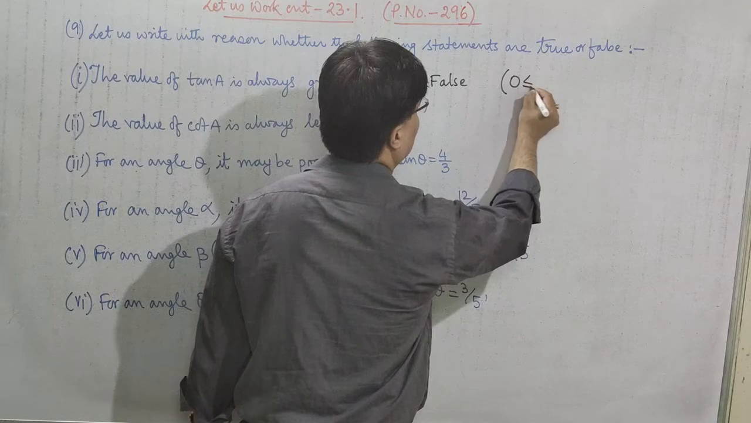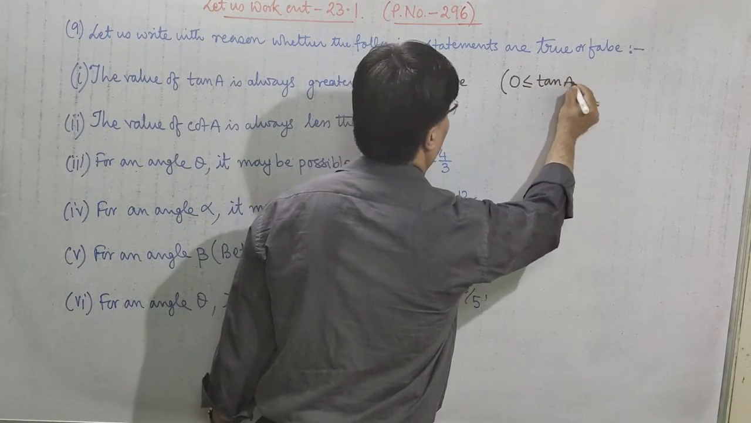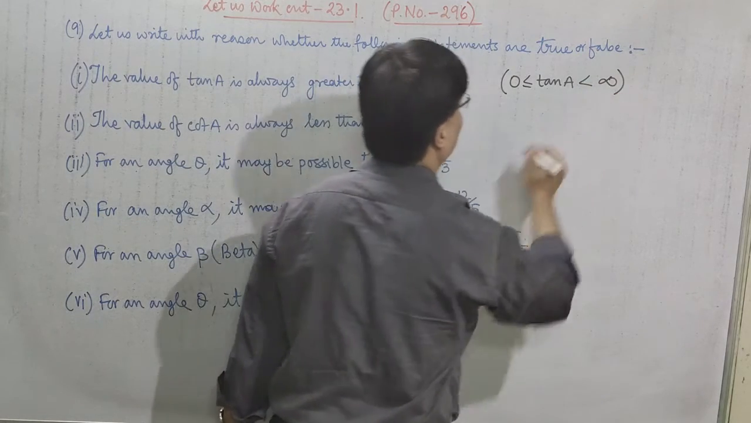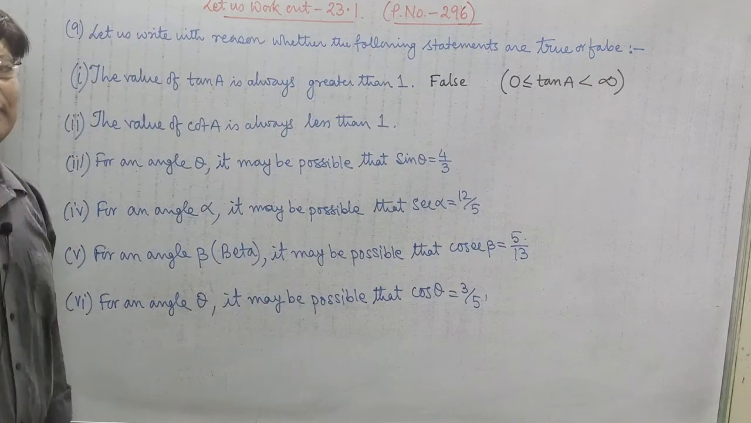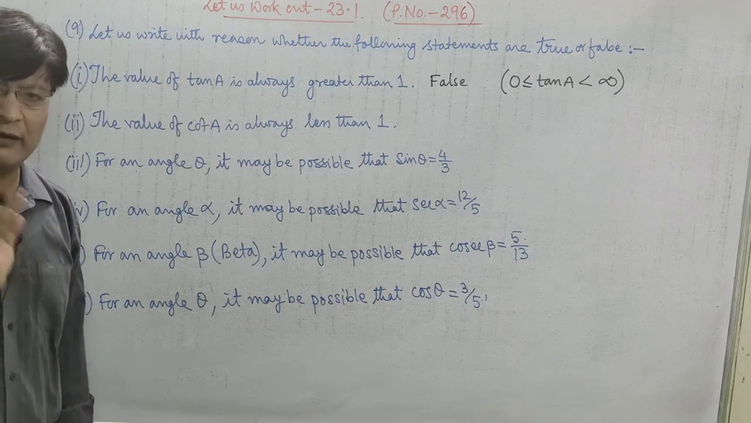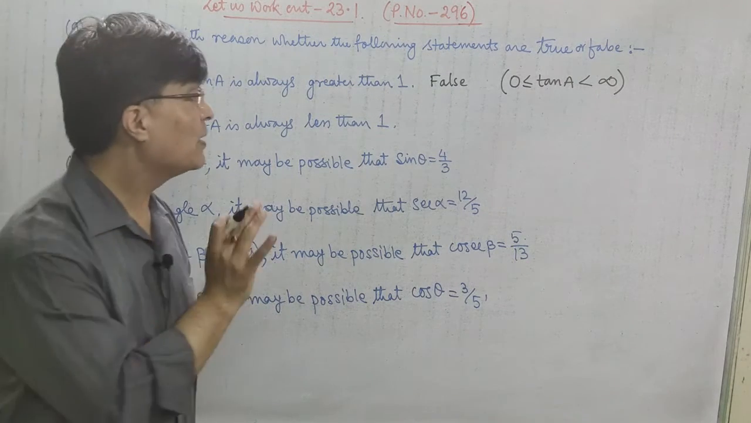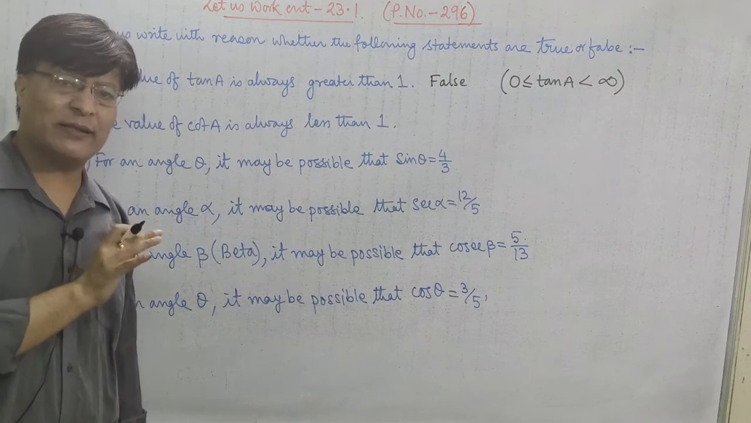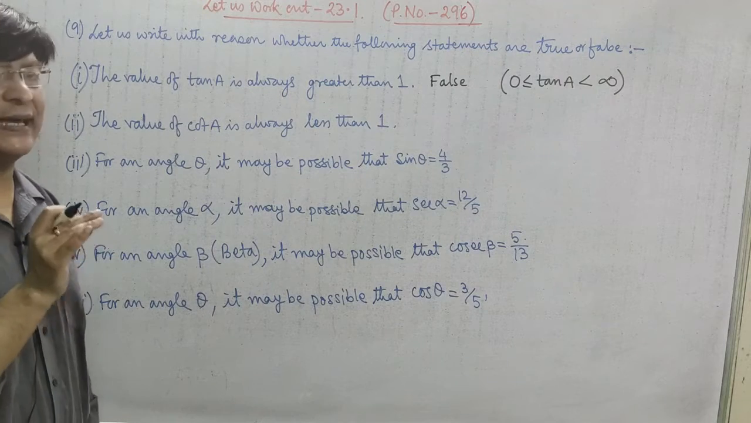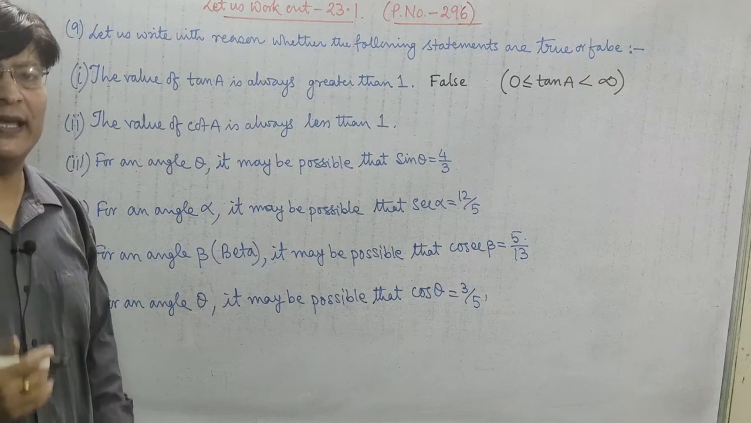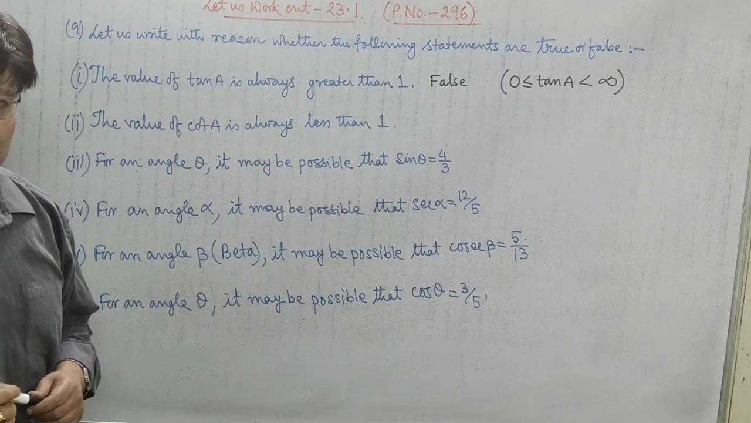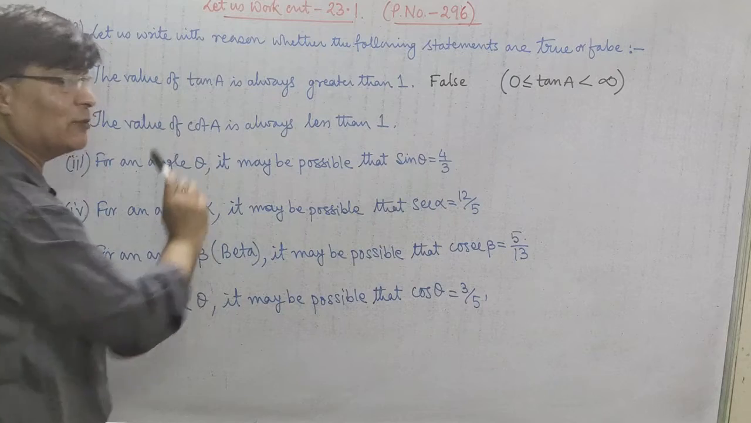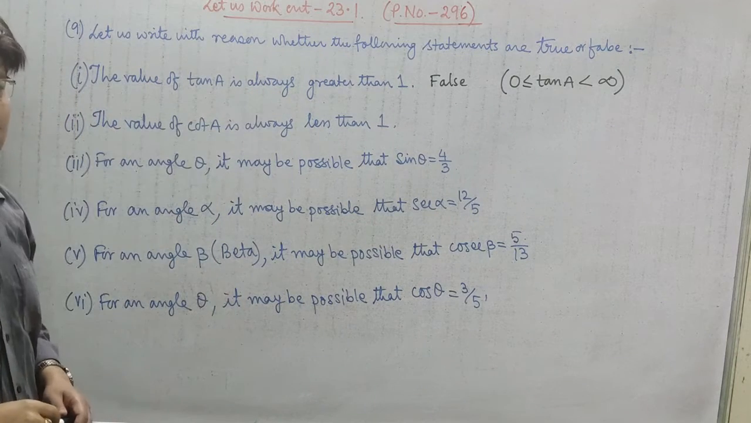Because 0 is less than or equal to tan A, and tan A is less than infinity. That means tan A may have any positive real values. Real values means defined values. Tan A may be greater than or equal to 0, but it should be less than infinity. That means it may have any positive real values. So the value of tan A is always greater than 1? No, it may be less than 1 also. So the statement is false.